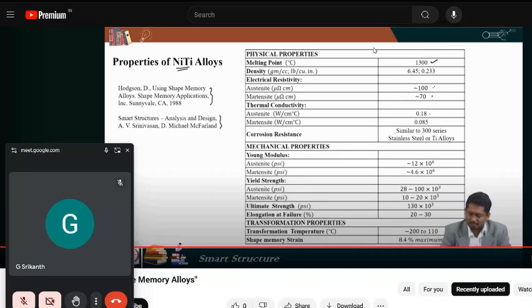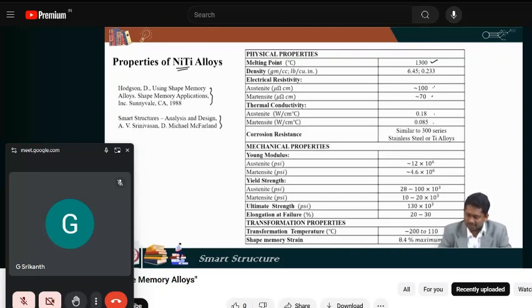In austenite it is 0.18 watt per centimeter degree centigrade. Martensite it is 0.085. Again we can see it's less than half. Corrosion resistance is similar to 300 series stainless steel or titanium alloys. Austenite Young's modulus is 12 into 10 to the power 6 pound per square inch. In martensite it is 4.6. Again we can see that there is a large variation of the Young's modulus between martensite and austenite phases. In fact, martensite phase is much more flexible than the austenite phase.